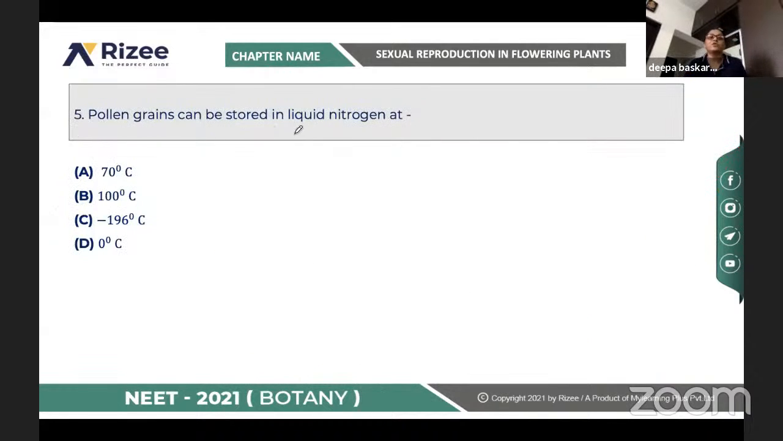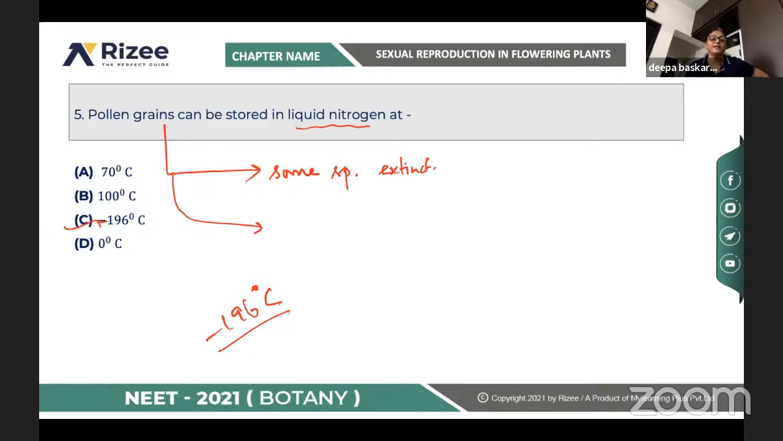Pollen grains can be stored in liquid nitrogen at minus 196 degrees C. Why is the storage of pollen grains important? Because some species have the threat of extinction. So we can store pollen grains and seeds with the help of liquid nitrogen, and we can even maintain semen with liquid nitrogen at minus 196 degrees C. How can we store them? By inhibiting the metabolic activity. Okay.